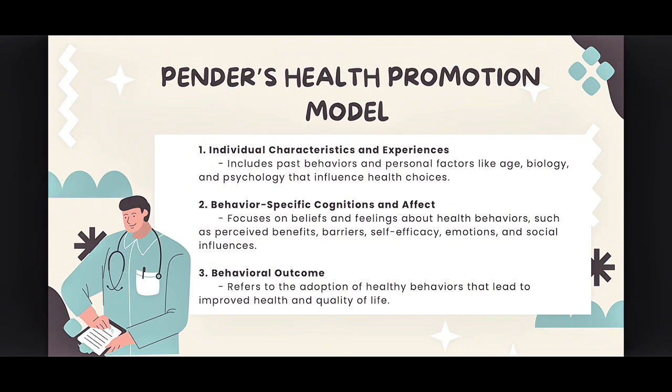Lastly, we have the behavioral outcomes, which refers to the adoption of healthy behaviors that lead to improved health and quality of life. This is the ultimate goal of putting into action all of the healthy choices we learned about. When we adopt healthy behaviors, like eating nutritious food, exercising regularly, and managing stress, we improve not just our physical health, but also our overall well-being and quality of life. Next.